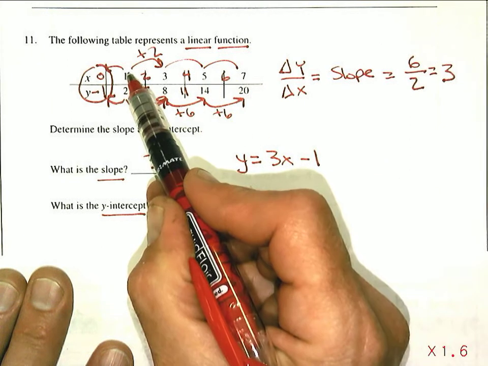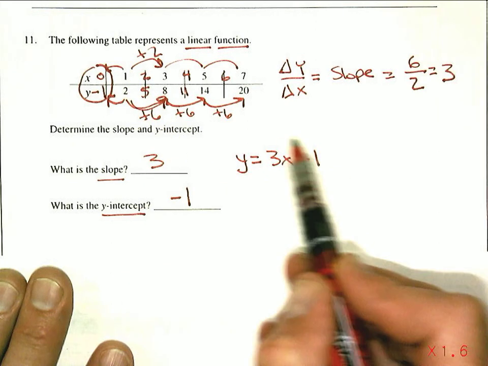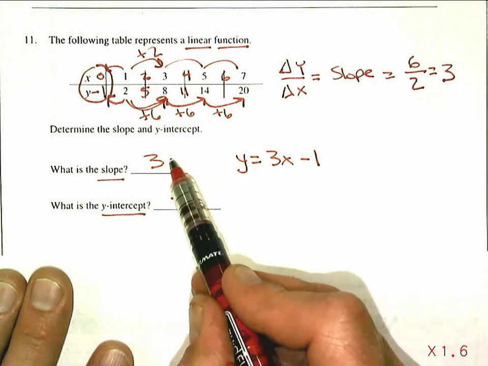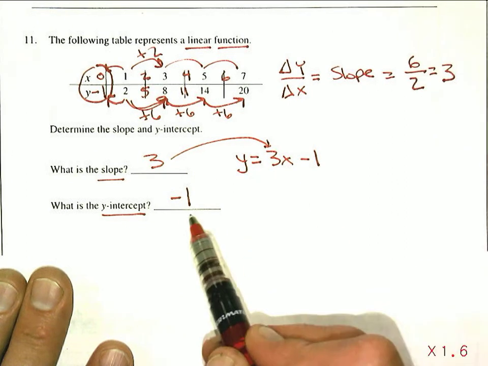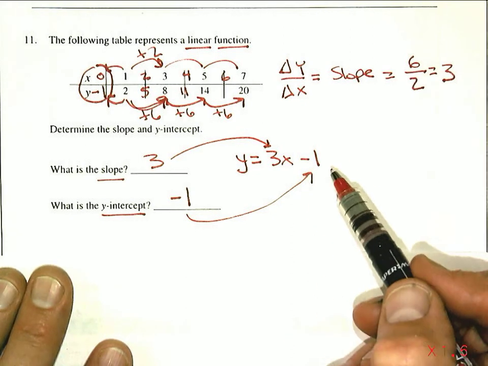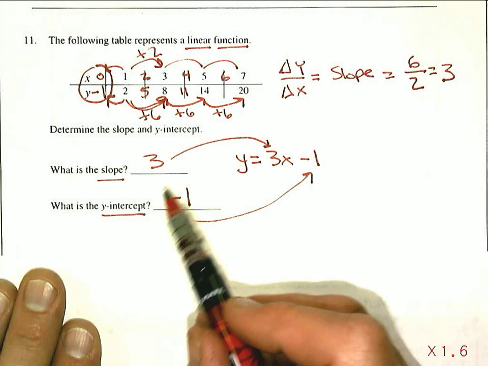We could check it on any of these. 3 times 1 is 3, minus 1 is 2. So just take the equation that comes from the slope and the y-intercept. Here's the slope, and here's the y-intercept in the equation, in a standard equation form of this, and then that allows us to find those points.